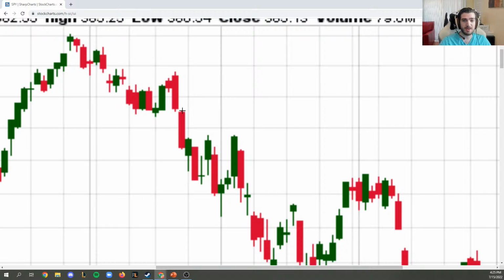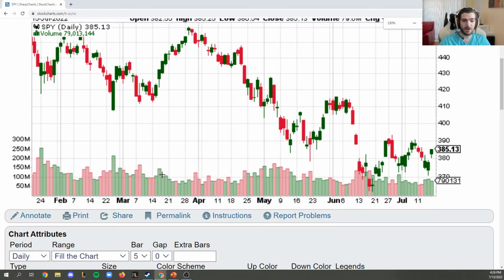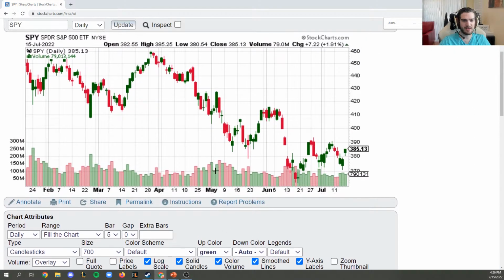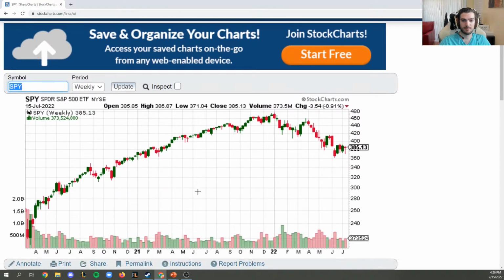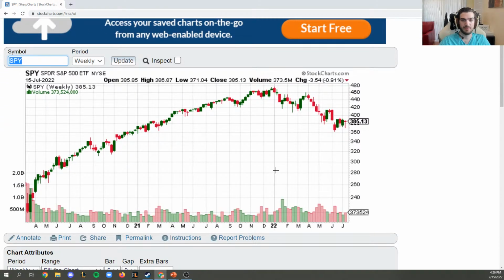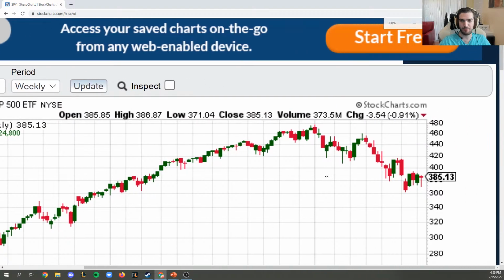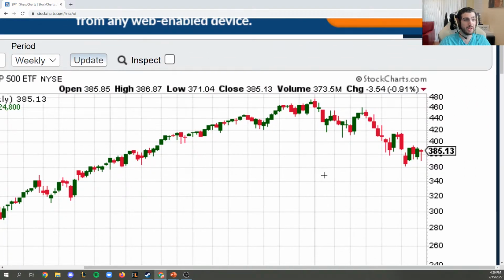So this day, the price went down pretty significantly. The high was pretty close to the open. The low was pretty close to the close. And again, this is all looking at one day. We can change this if we want to make it weekly. So now every one of these bars is 1 week instead of 1 day.